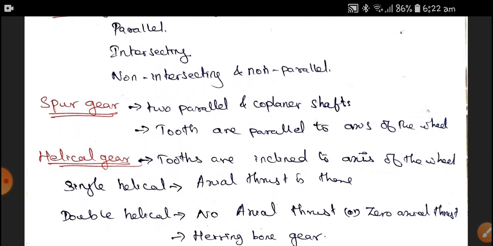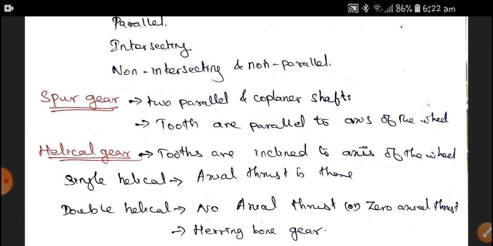Whereas the helical gear can also be used for two parallel and coplanar shafts, where the teeth are inclined to the axis of the wheel. So that is called a single helix. In the single helix, the axial thrust is there. Therefore, in order to suppress the axial thrust, needle bearings can be used. For the double helix, or we can call it a herringbone gear, there is no axial thrust, they are zero axial thrust gears.